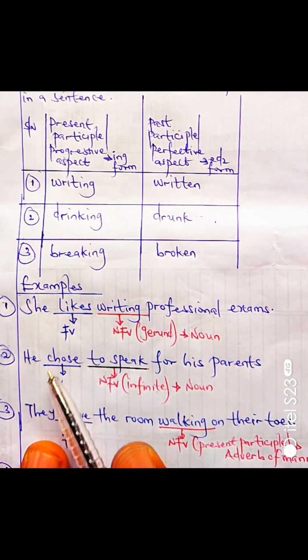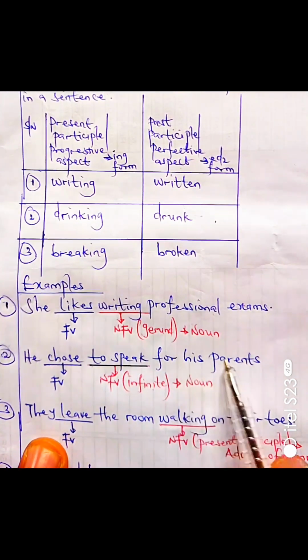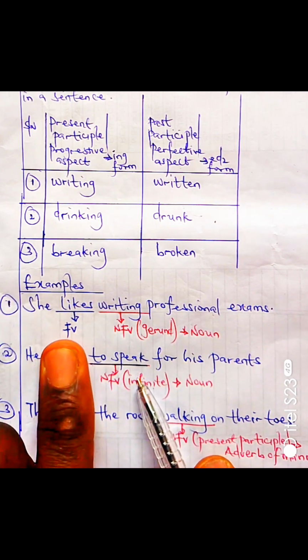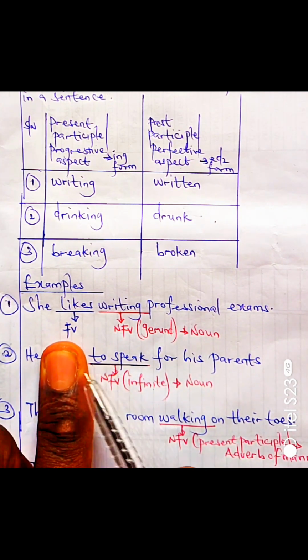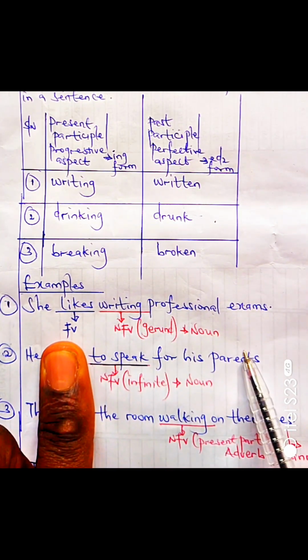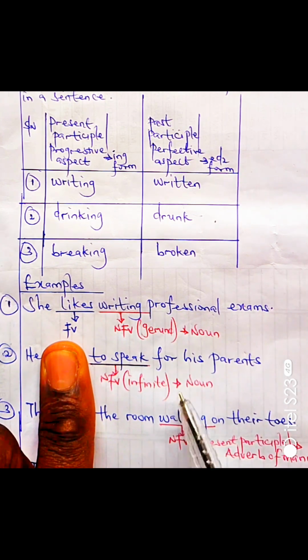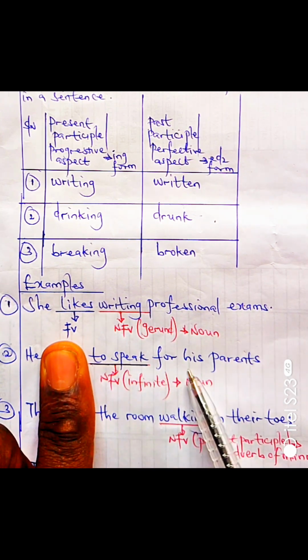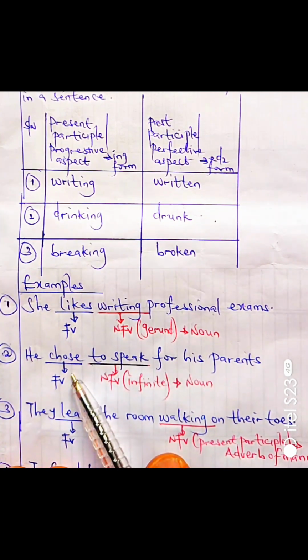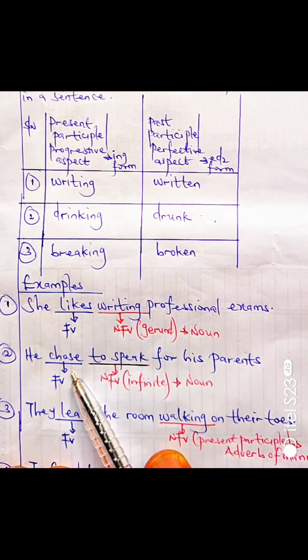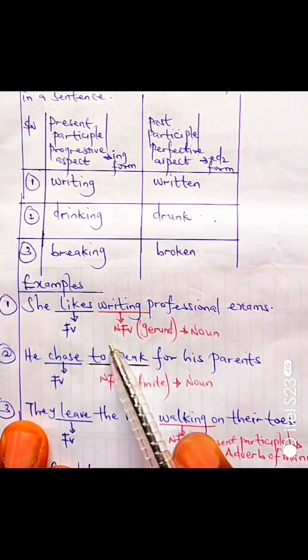So let's look at the other one. He chose to speak for his parents. If I remove the chose, let's see if it makes any sense. To speak for his parents. No, it doesn't make any sense. And that's why this is a non-finite verb. You have to add a finite verb to help it make any meaning or any sense. He chose. What does he choose?